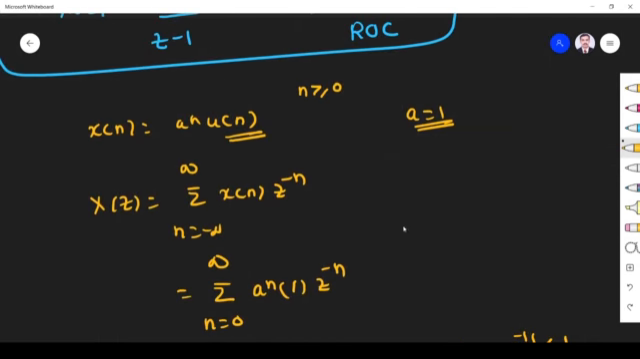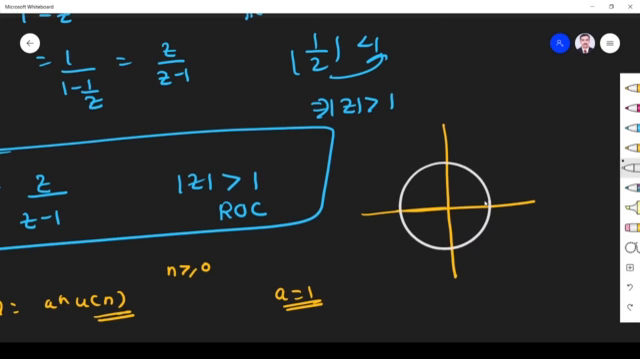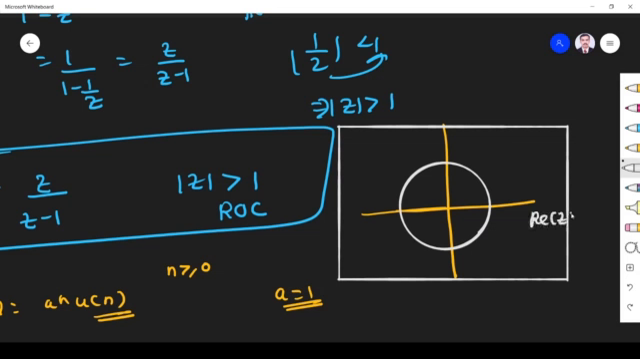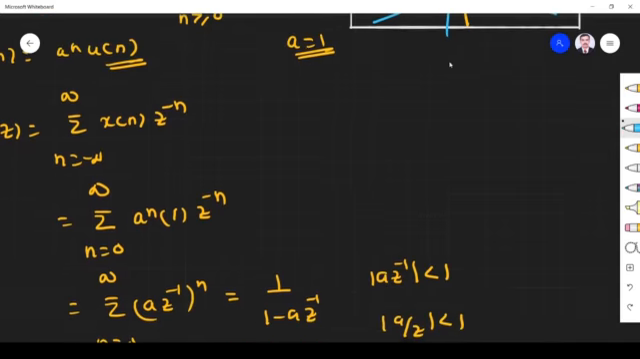Where is it? For the unit step sequence, the ROC is |z| greater than 1. So here you see, this is real z. You have to mention everything. The y-axis is imaginary z. What should the ROC be? The ROC must be outside the circle |z| equal to 1. Let us assume this is the |z| equal to 1 circle. So the ROC must be greater than |z| equal to 1. So this is the ROC of the unit step sequence.